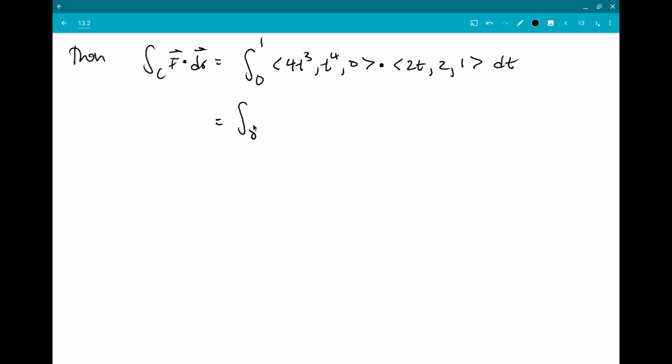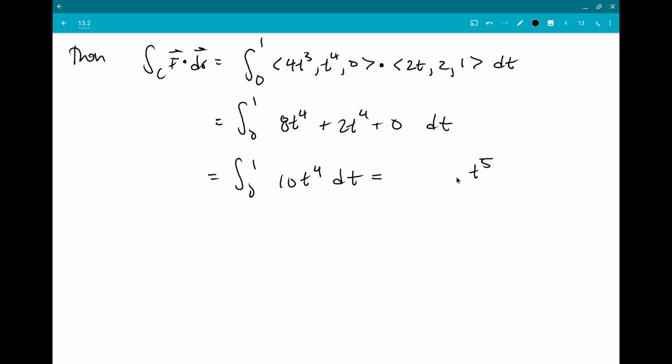And then from here, I just have to evaluate things. So this dot product is going to give me 8t to the 4th plus 2t to the 4th plus 0, dt. So that's the integral from 0 to 1 of 10t to the 4th dt. Integrating t to the 4th is going to give me t to the 5th over 5, 10 staying there as a constant, evaluated from 0 to 1. But that's just going to be 2t to the 5th from 0 to 1, or 2 times 1 minus 2 times 0 is 2.